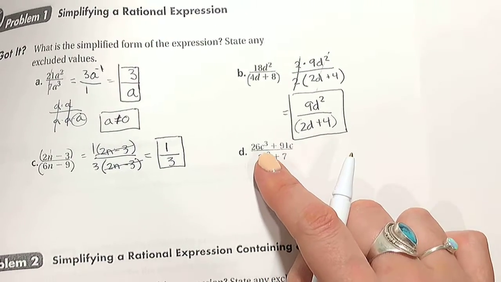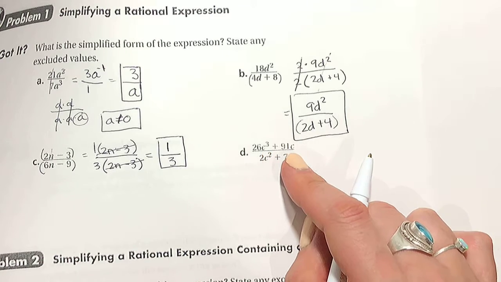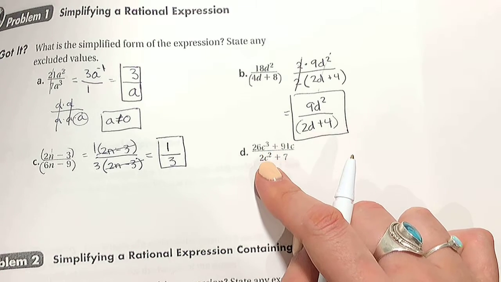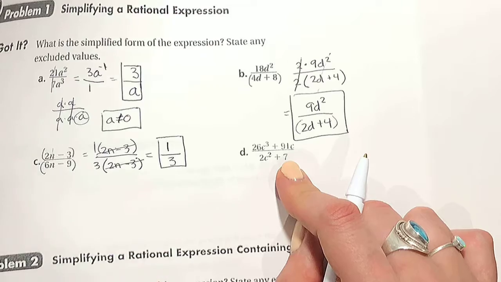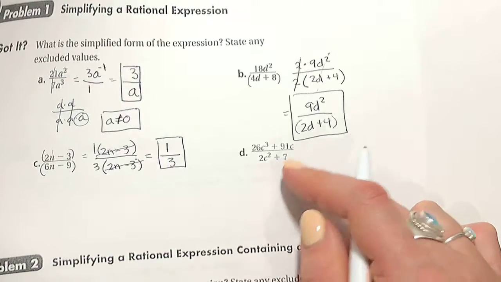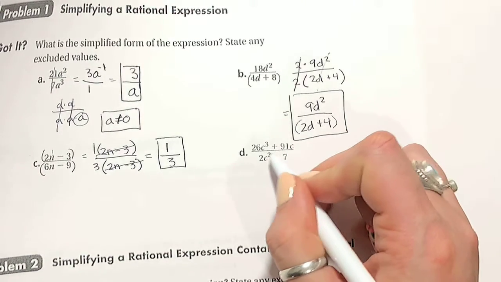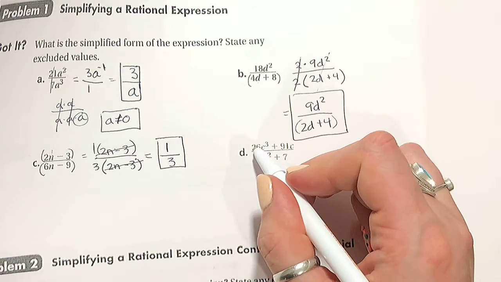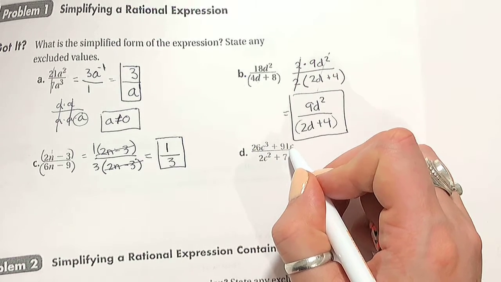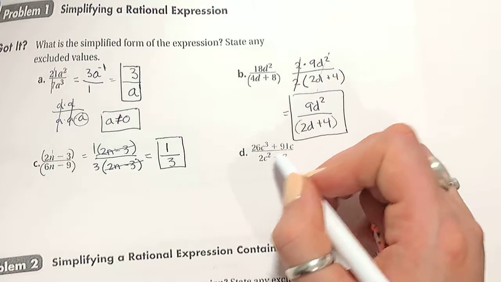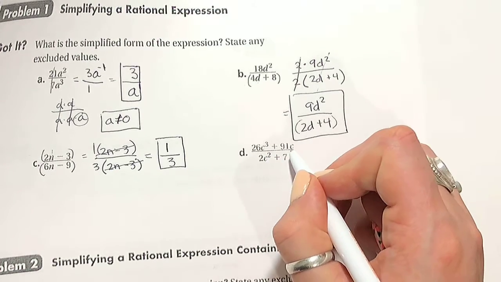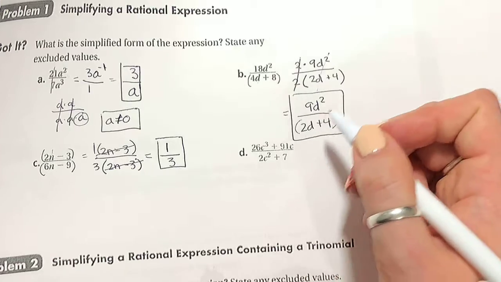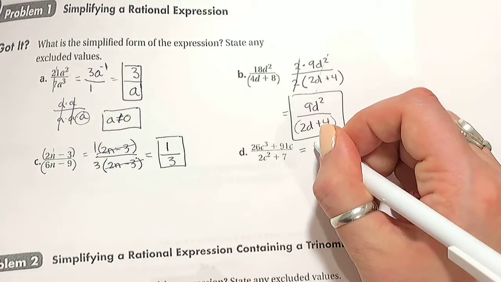Okay, let's look at part D. We have another binomial on the top divided by a binomial on the bottom. So 26c cubed plus 91c divided by 2c squared plus 7. So again, I always start with just the numerator, trying to take out a greatest common factor. So for 26 and 91, the greatest common factor for that is actually going to be 13.